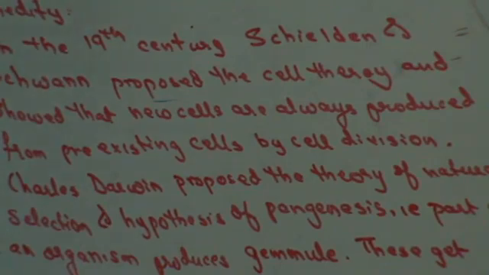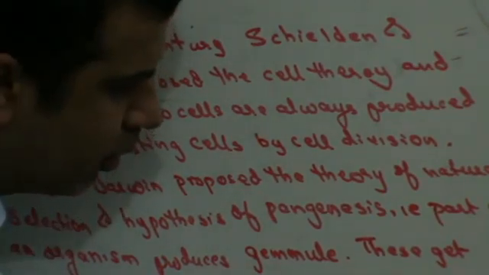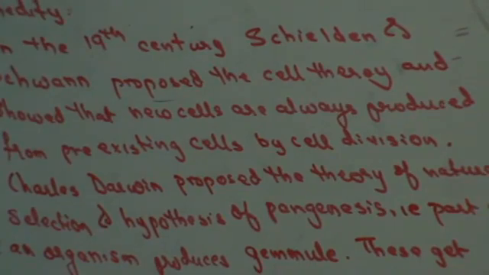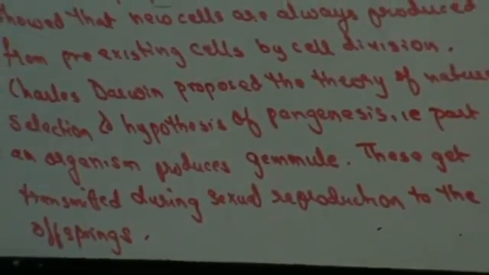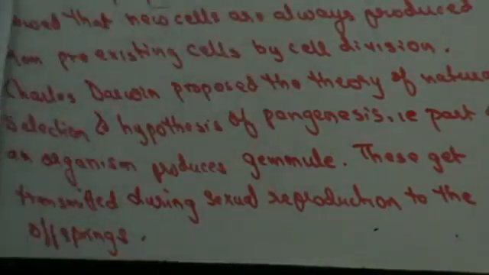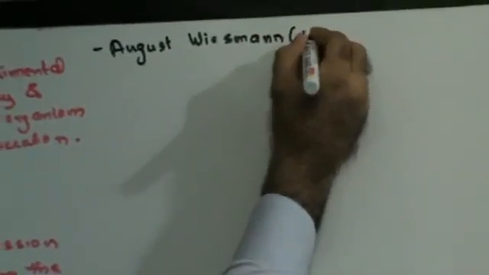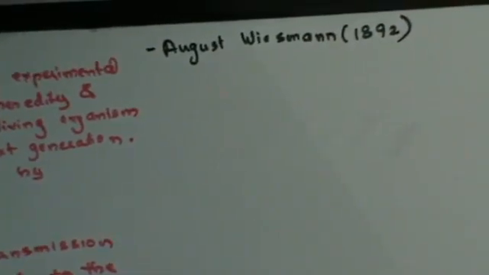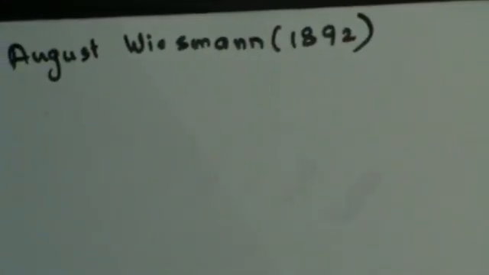These get transmitted during sexual reproduction to the offspring. That was Charles Darwin's theory. Then we had another theory that was propounded by August Weismann. This theory was propounded in 1892. Right? Now, August Weismann postulated that living organisms show two types of material, somatoplasm and germplasm.